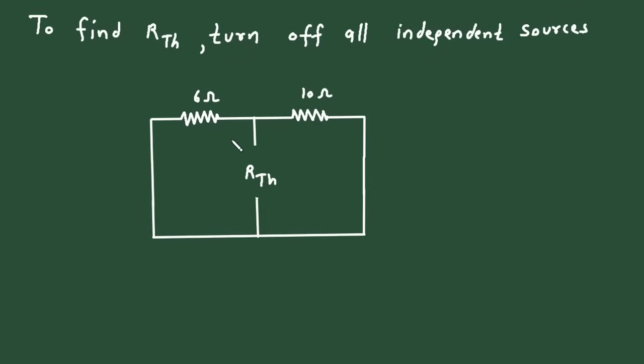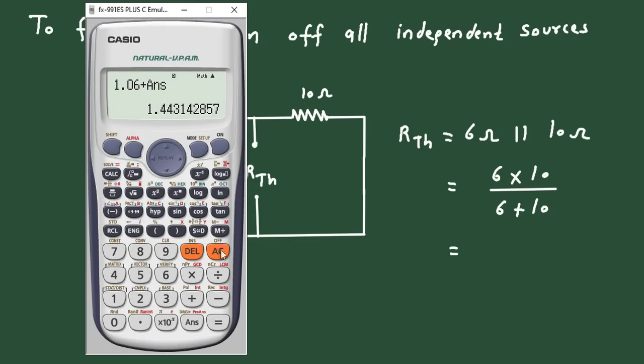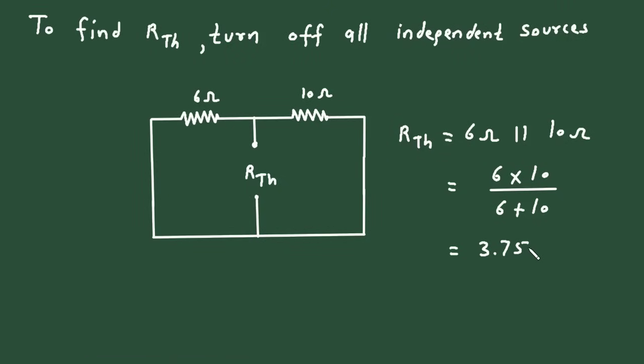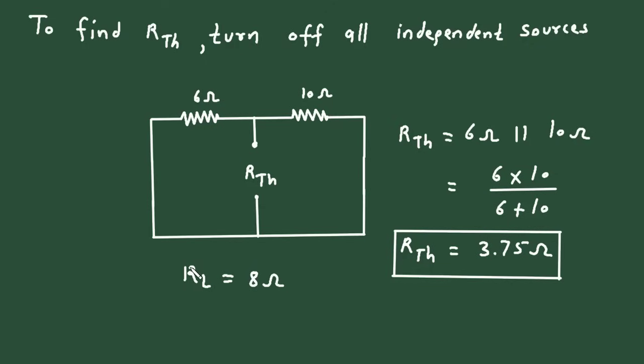Now let's find the value of RTH. Here we can clearly see that this 6 ohm and this 10 ohm are connected in parallel. So RTH is equal to 6 ohm parallel with 10 ohm. So it will be 6 multiplied by 10 divided by 6 plus 10. So it is 3.75 ohm. 3.75 ohm is the value of RTH. Now we got the value of RTH and let's write the value of RL also. The value of RL is 8 ohm. It is a load resistor.